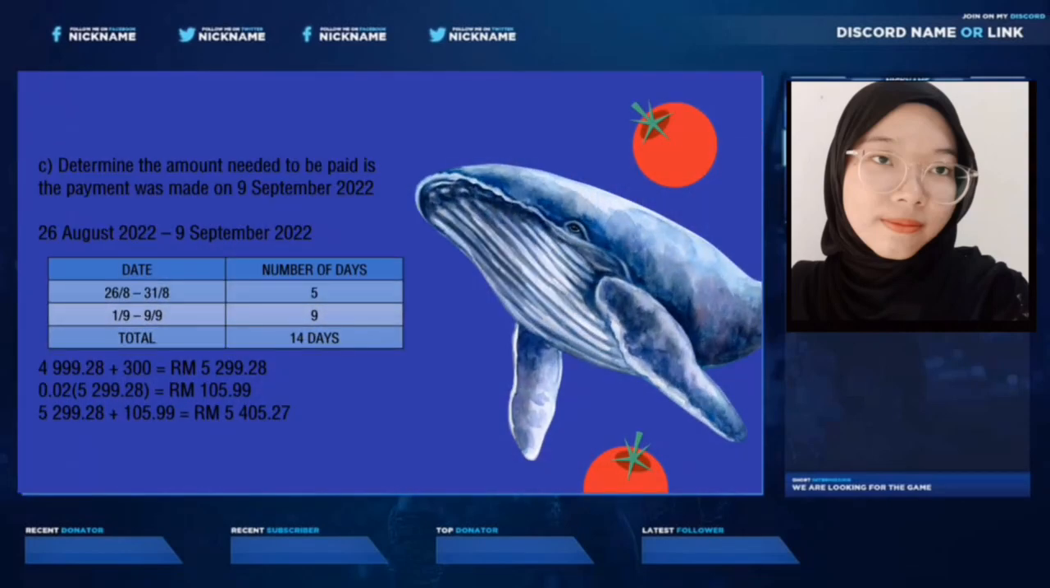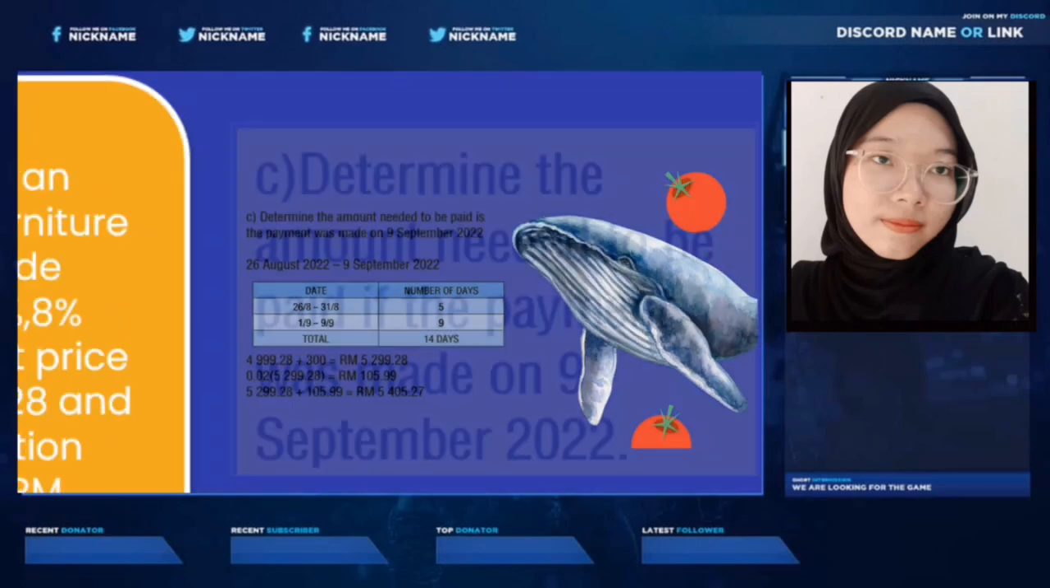For question C, determine the amount needed to be paid if the payment was made on 9 September 2022. Firstly, we need to find the total of the days from 26 August 2022 until 9 September 2022. The total is 14 days. We have to use the term 2/15 because the total of the days is less than 15, so we use that 2%. The calculation also needs to add the transportation charge of 300 ringgit. The answer for this question is 5,405 ringgit 27 cents.